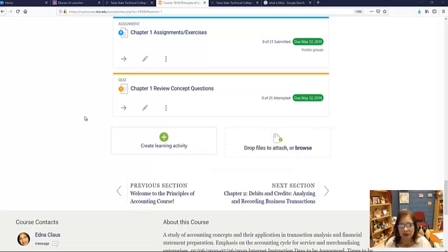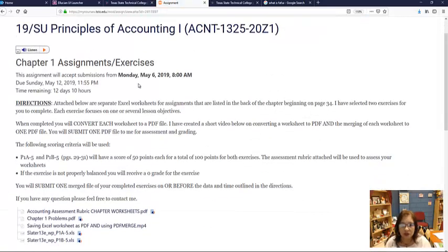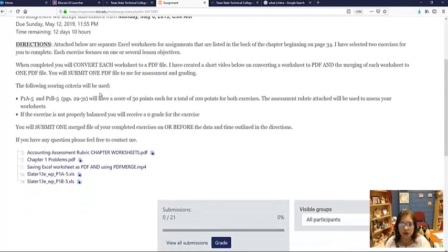Alrighty, guys, this is a demonstration of what you're going to be doing for chapter 1 exercises. You're going to go into your chapter 1 exercise and you're going to see everything. We start accepting submissions on Monday, May the 6th, but it's due by May the 12th at 11:55. Turn to your book, beginning on page 34, and these are the exercises you're going to do.